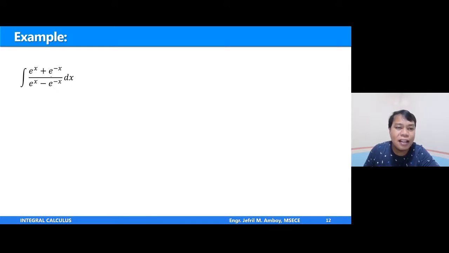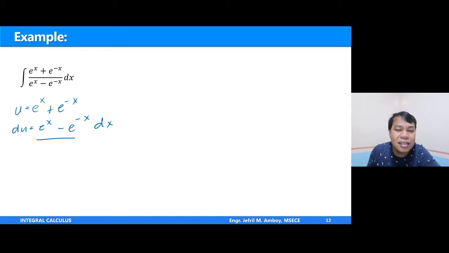Check natin. What if halimbawa hindi mo muna alam? Ginawa mong u yung e to the x plus e to the negative x. So ano ngayon ang du mo? E to the x minus e to the negative x dx. Ayun, iyan ang sinasabi ko. Yung e to the x minus e to the negative x nasa denominator. Alangan namang yung du mo nasa baba. Ito kasi dx nasa numerator at itong e to the x minus e to the negative x nasa ilalim. Itong nakuha mong e to the x minus e to the negative x parehas nasa taas. Kaya this will not work.